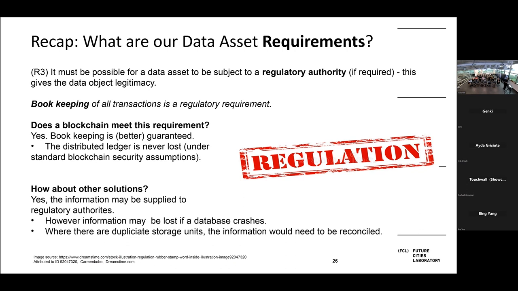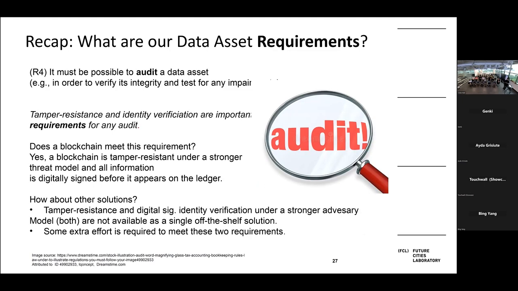And the other one is tamper resistance and identity verification for audit. So again, for blockchain, they are very good at tamper resistance because of the nature of the consensus. They are very difficult to tamper under the standard blockchain security assumptions. And every piece of information that is being recorded in the blockchain is digitally signed. So it's likely possible to know who signed it as long as that map is available.